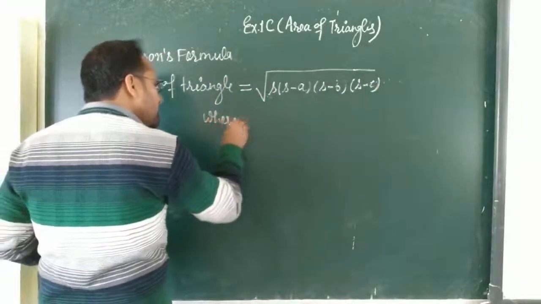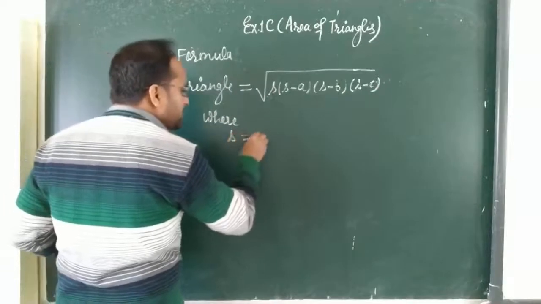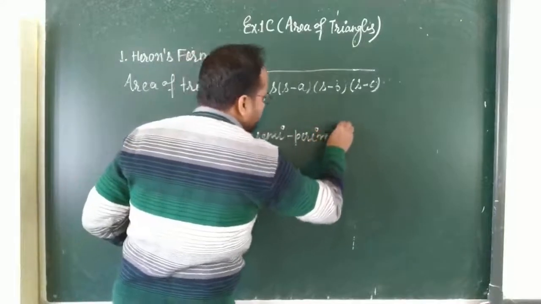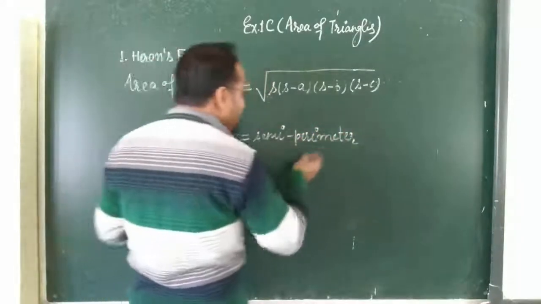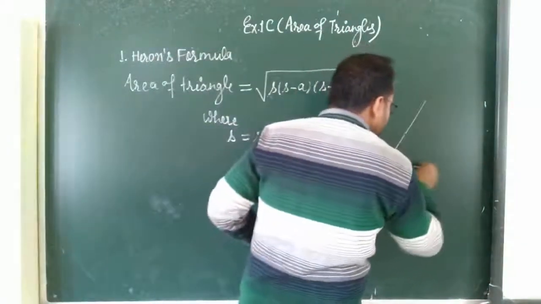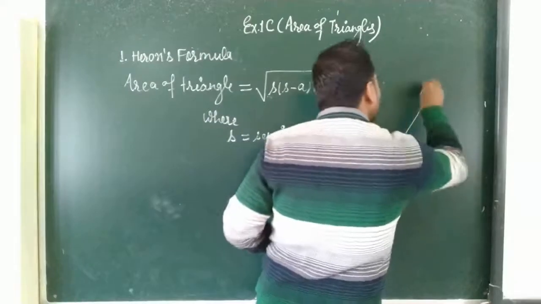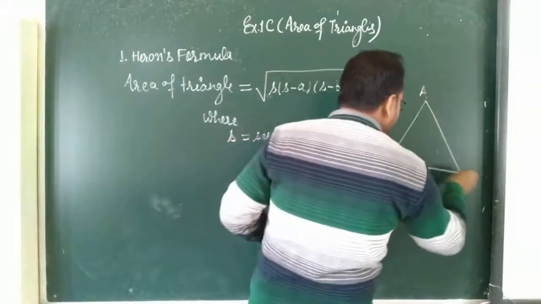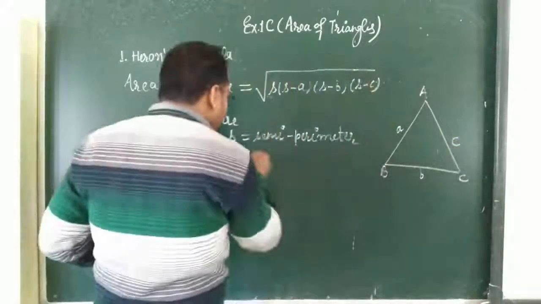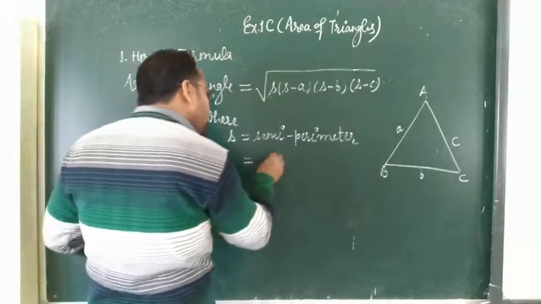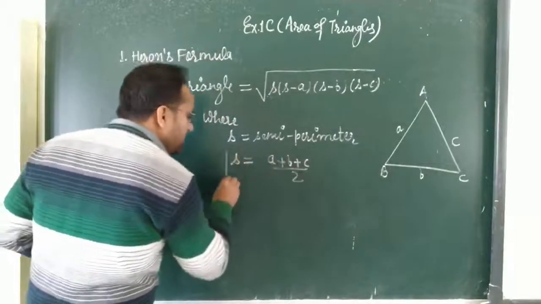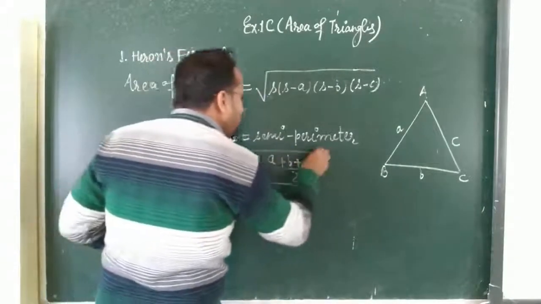Where small s represents the semi perimeter. It means the sum of all sides, semi perimeter. So here, suppose this one is a triangle whose all sides are different, the sides are a, b, c. This one is a, this one is b and this one is c. Semi perimeter means the sum of all sides by 2, a plus b plus c by 2, we can calculate the semi perimeter of the given figure.